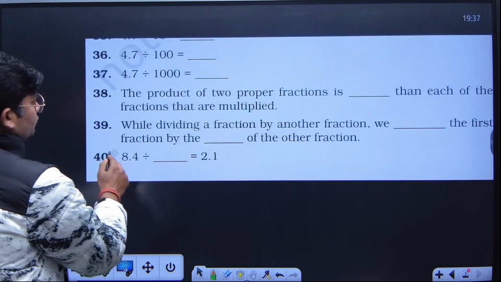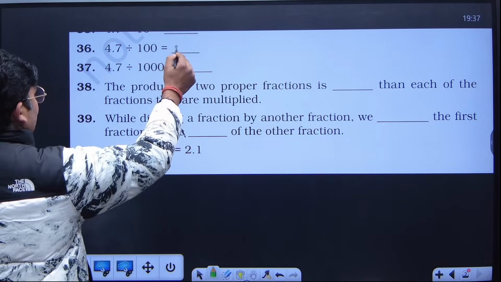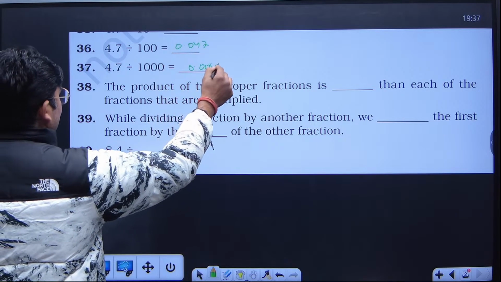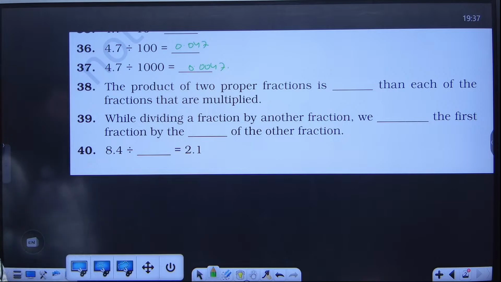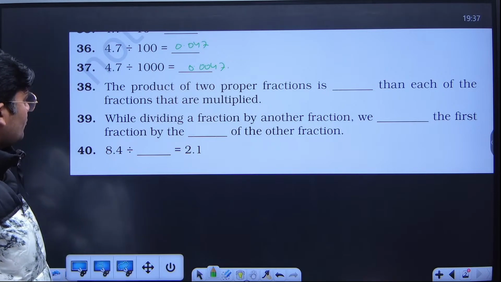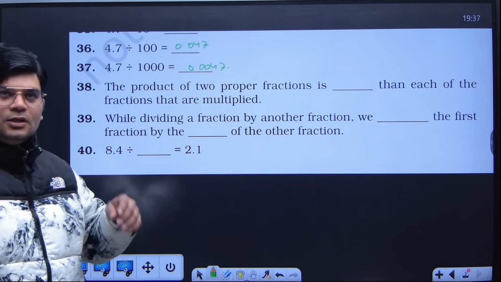0.047. 0.0047. The product of two proper fractions is dash than each of the fractions that are multiplied. Larger? Larger, or smaller? Larger, sure.